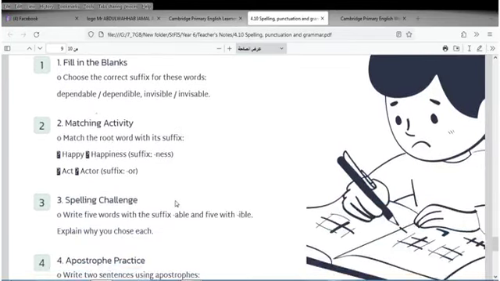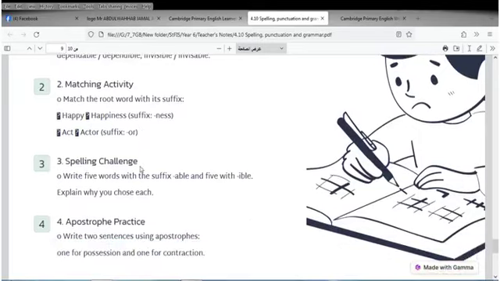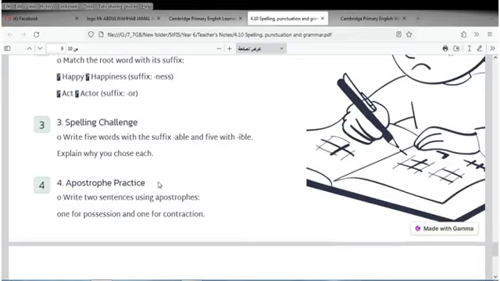Plenary activity, fill in the blanks. Which one is correct? Dependable or dependible? It is dependable, ABLE. Invisible or invisable? Invisible with I. Match activity, which one is correct? Happy, happiness, Y becomes I. Act, it is actor. Spelling change and apostrophe practice.